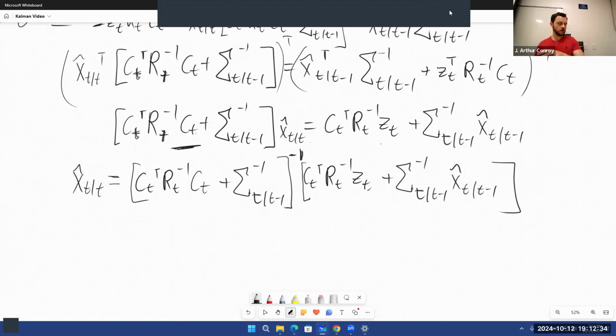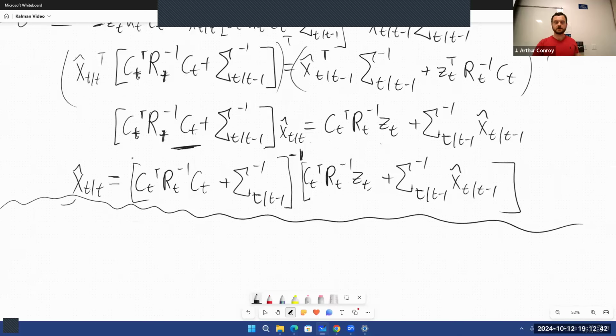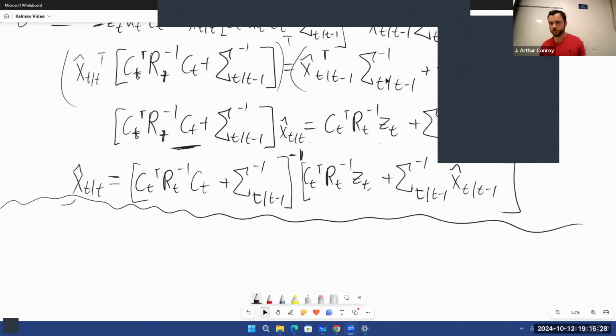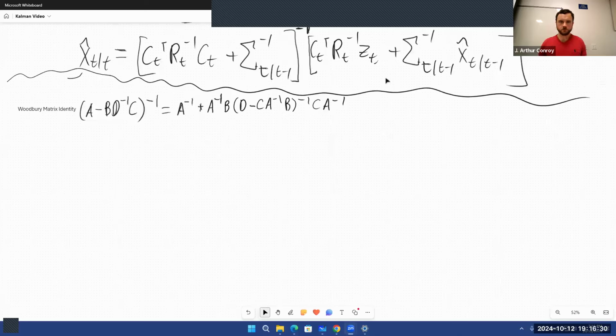So assure yourself that you follow what's going on up to this point. And then we'll do a matrix identity to make this term easier. And we'll get the linear filter we're looking for. Cool. All right, cool. So we're going to start with the Woodbury matrix identity.